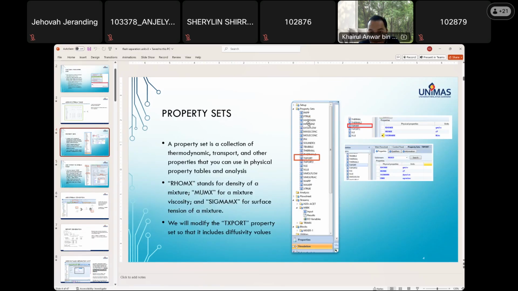So we have many short forms. For example, rho mx is the density of the mixture. Mx refers to the mixture. And mu mx is the viscosity, sigma mx is the surface tension. Now we will modify the export. So we will include the diffusivity value.